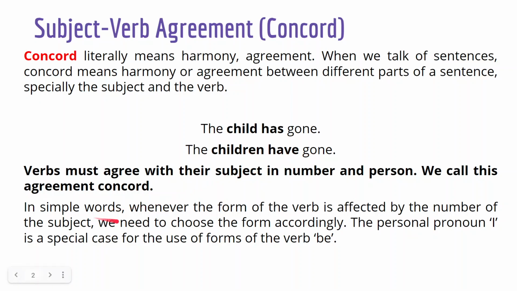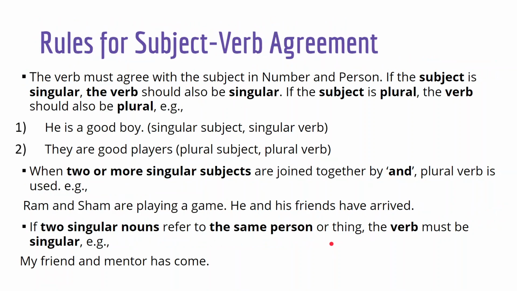In simple words, whenever the form of the verb is affected by the number of the subject, we need to choose the form accordingly. Subject-verb agreement simply means the subject and the verb agree in number. This means both need to be singular and both need to be plural. The personal pronoun I is a special case for the use of the form of the verb be.